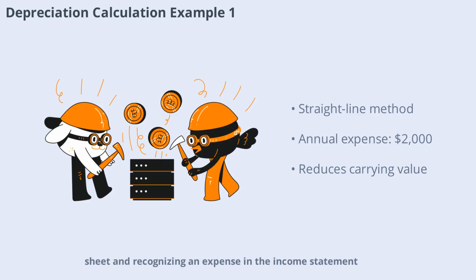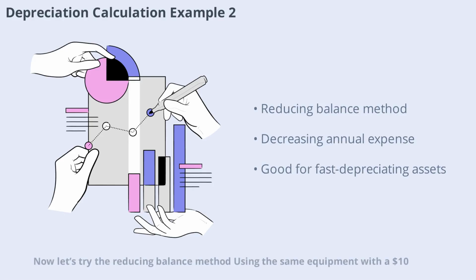in the income statement. Now let's try the reducing balance method. Using the same equipment with a $10,000 depreciable amount and a 30% depreciation rate, the first year's depreciation is $3,000. The carrying amount for the next year becomes $7,000 and the next year's depreciation is $2,100. This pattern continues, with the depreciation expense decreasing each year. This method is particularly useful for assets that lose value quickly in the early years.